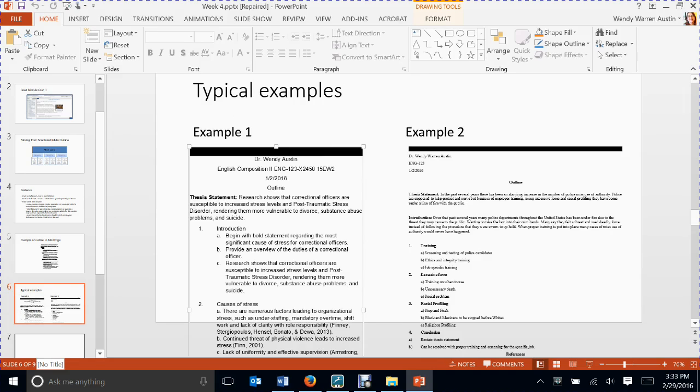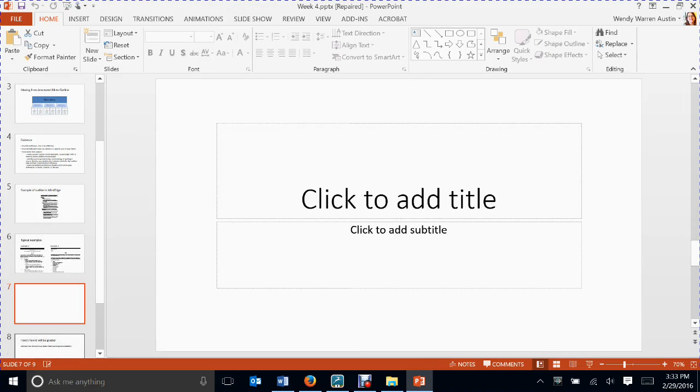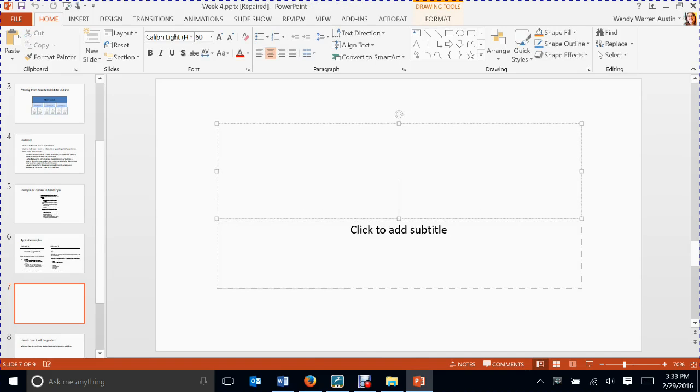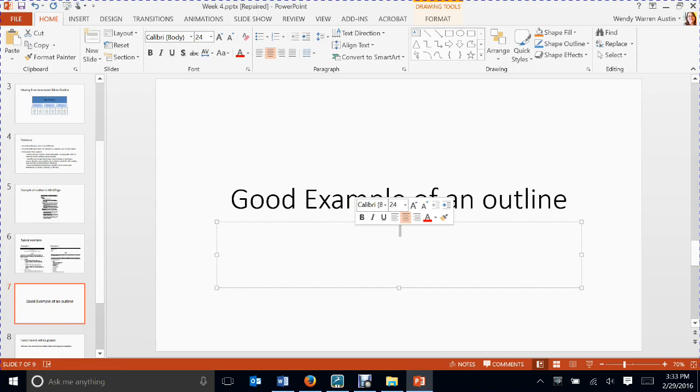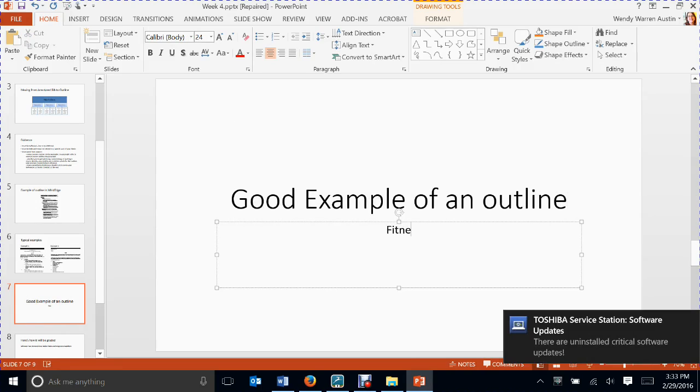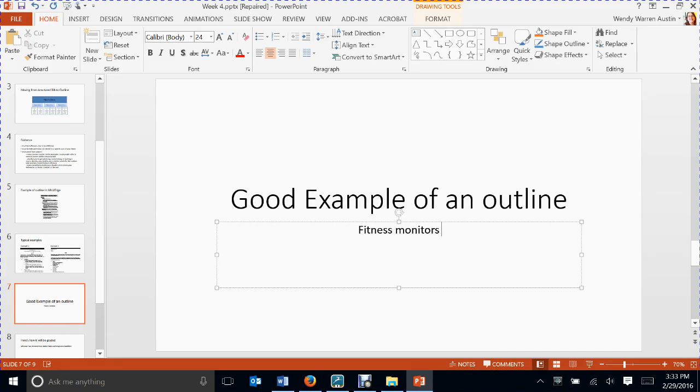And then I'm going to mention another example, and this one is a blank. Well, it's supposed to say click to add title, and essentially it's going to be a good example of an outline, and it's going to be about fitness monitors, the benefits of fitness monitors. Okay. All right, so that's what that one is about, and there's a good example provided there.